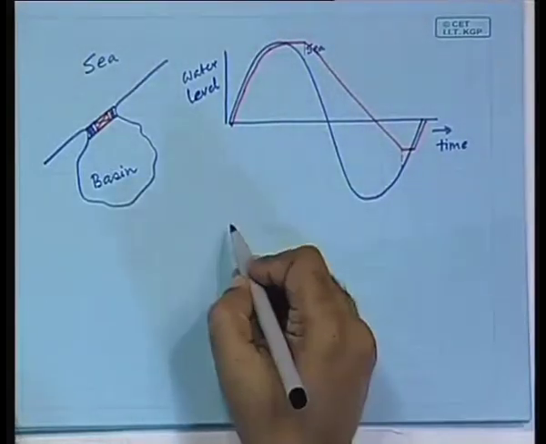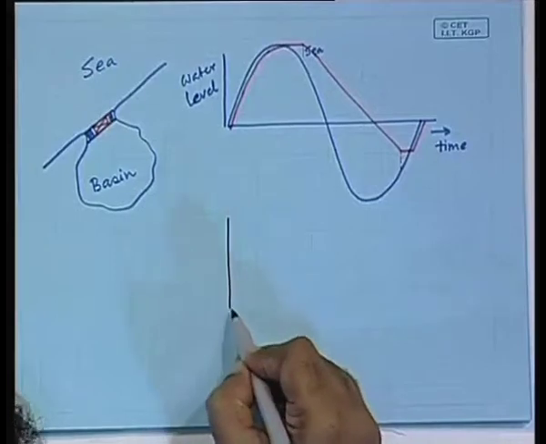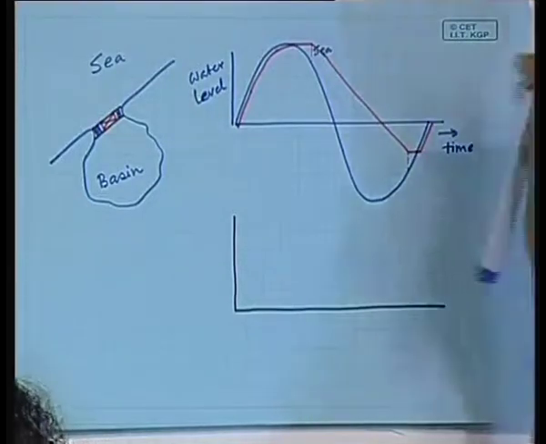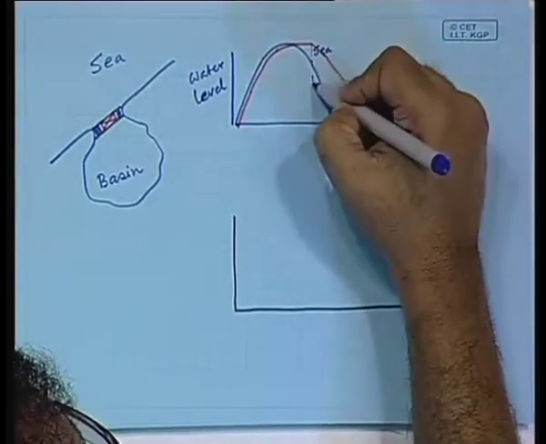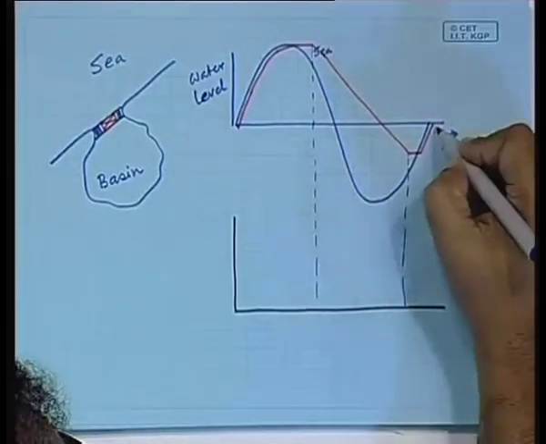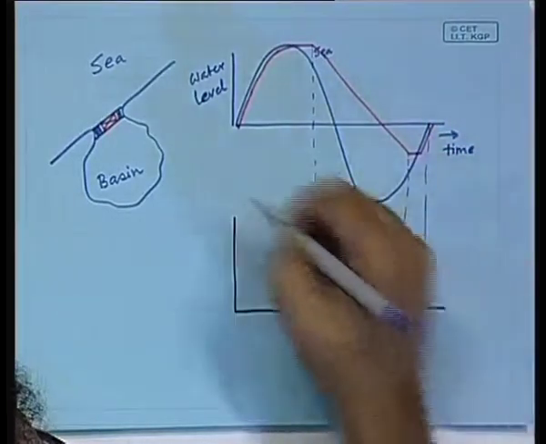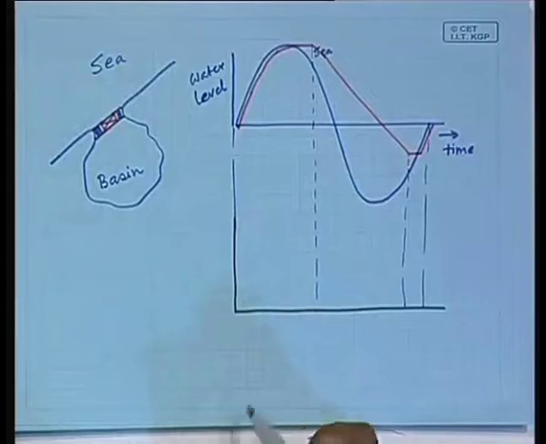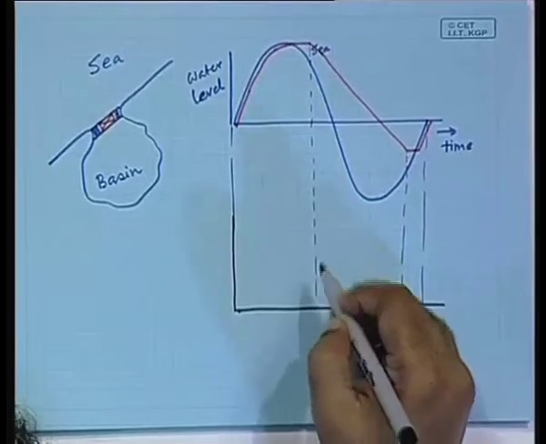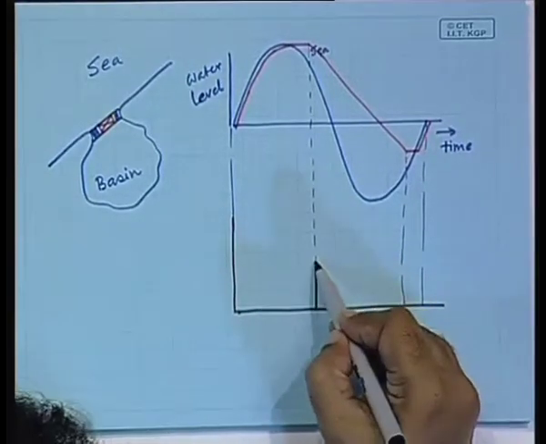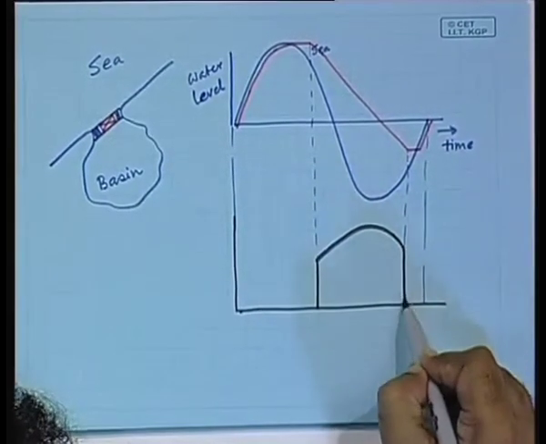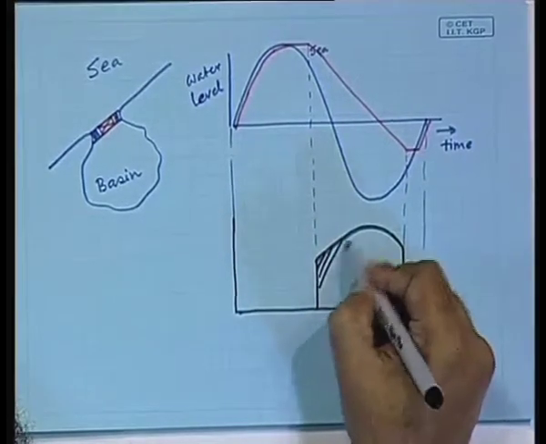If I now draw the power output characteristics, it will be something like this. Power output starts at this point and it goes up to this point. Within this whole cycle, you have the power output only during this time. So, it starts at a certain value, it goes up to maximum at this point. It should be something like this. So, this is the curve for the power output.